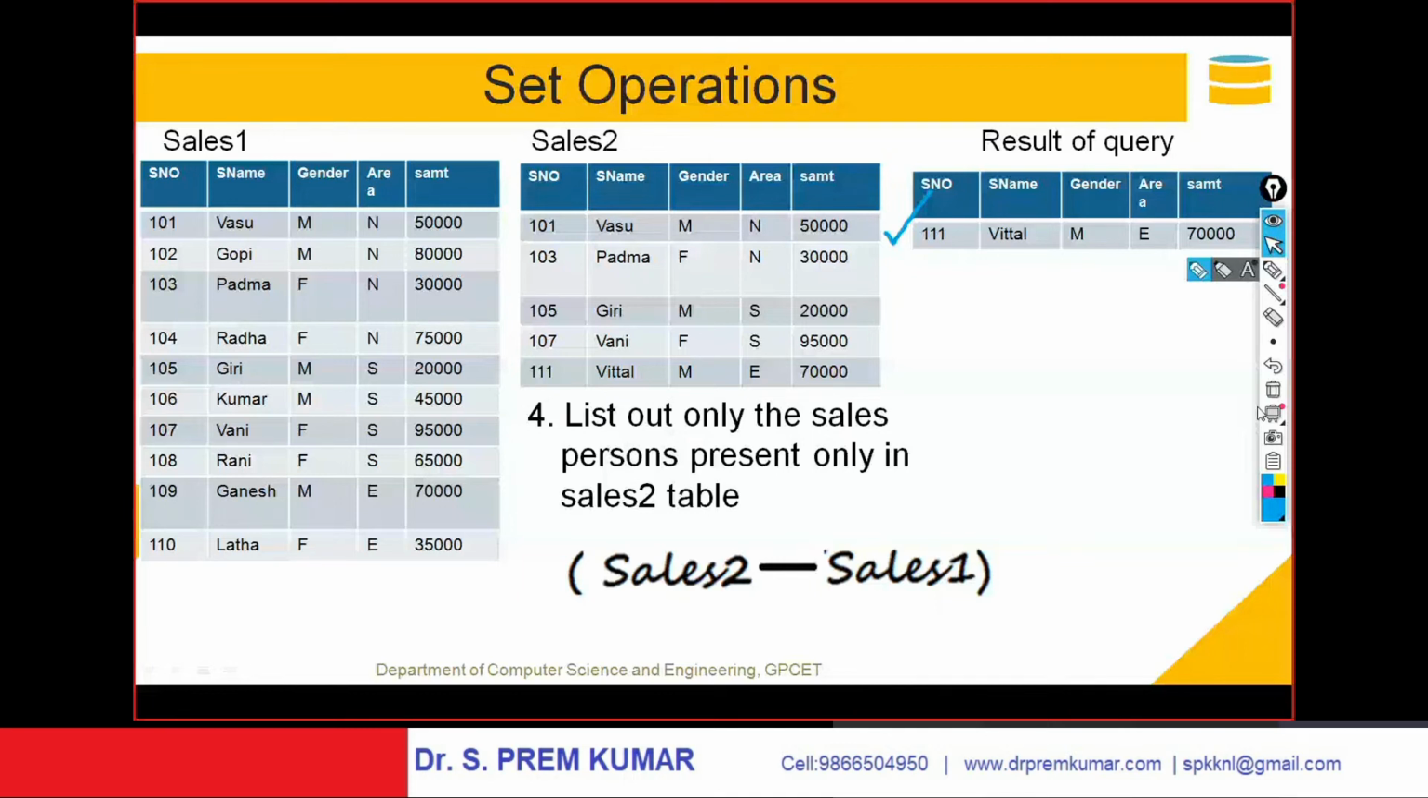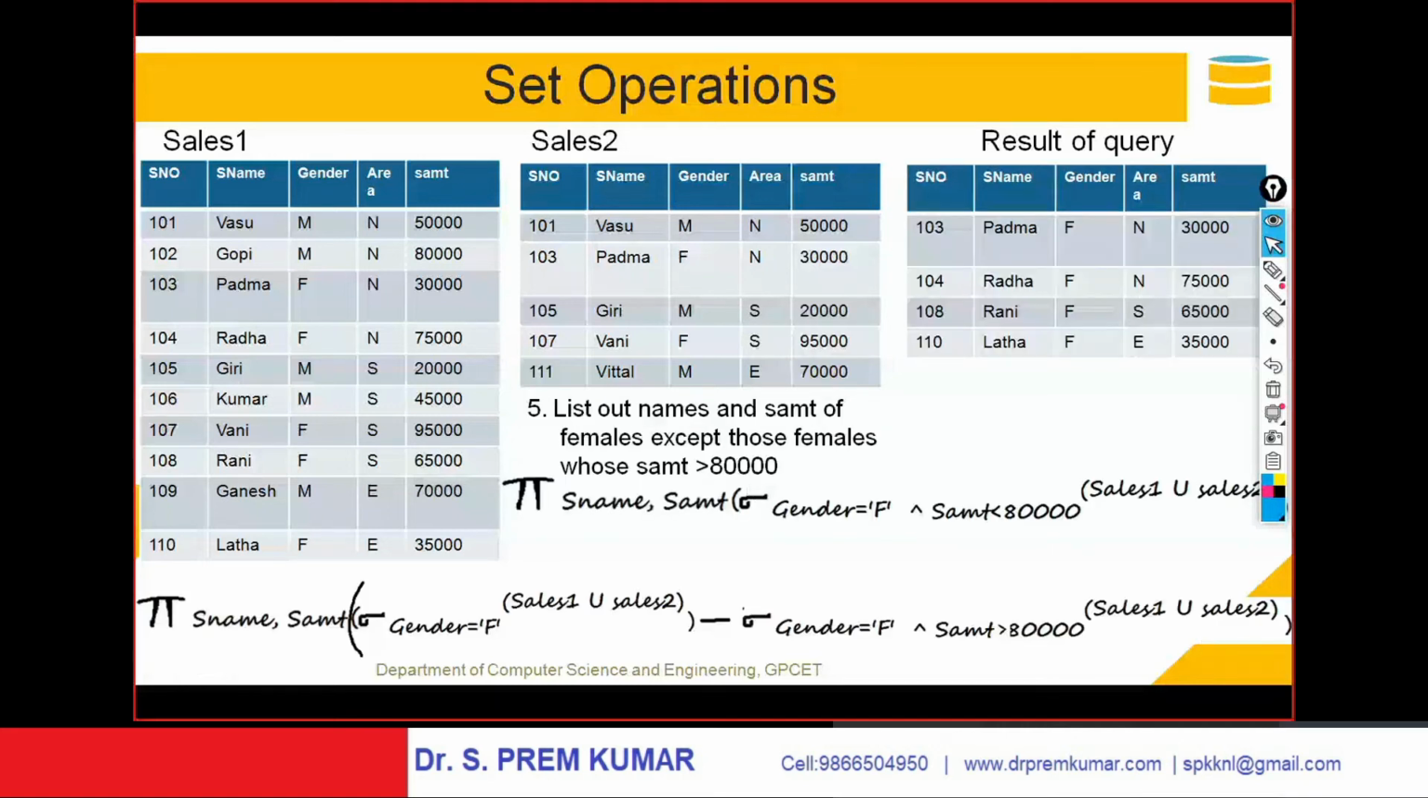Here there is one question. The question is, list out names and sales amounts of females except those females whose sales amount is greater than 80,000. I want names and sales amounts of females from both the tables. But I don't want the females whose sales amount is greater than 80,000.